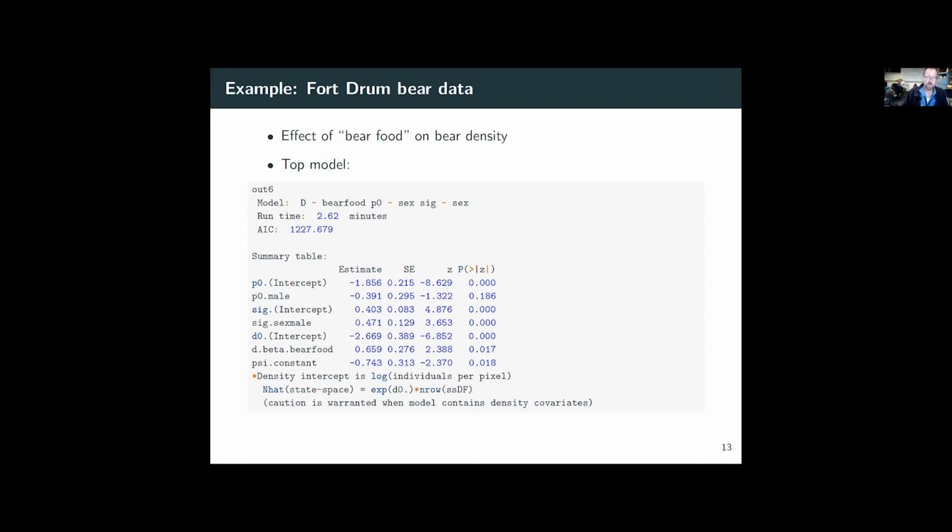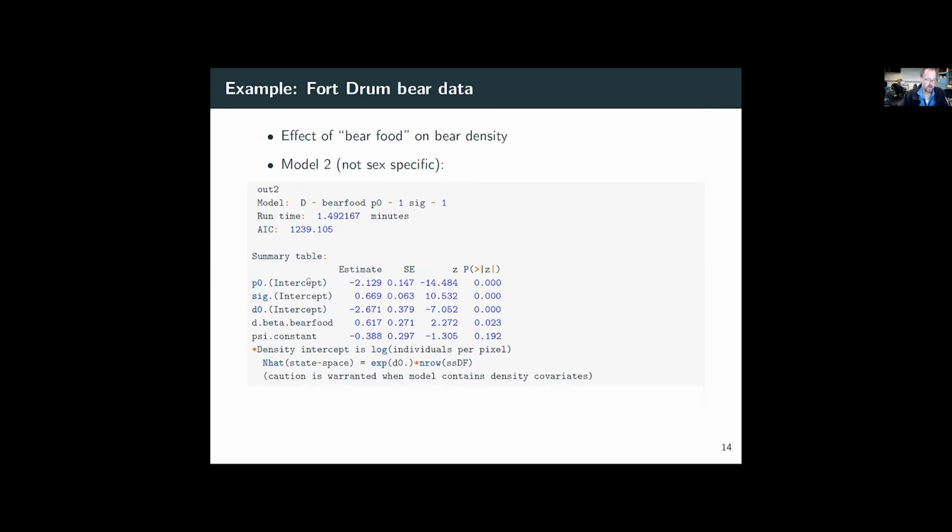So whenever you have the variable sex in your SCR frame, there's going to be a psi.constant parameter in the model output, because oSCR will fit this sex structured model. So even if you don't have sex structure in the parameters, like model 2 here, because sex is in the SCR frame, by default, oSCR is fitting that sex structured model.